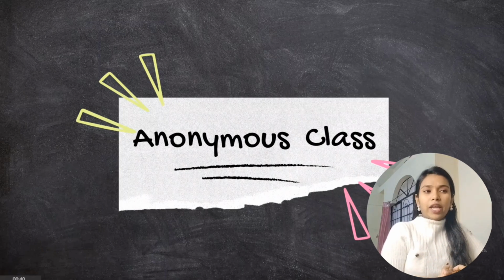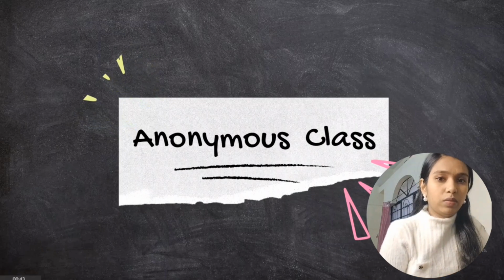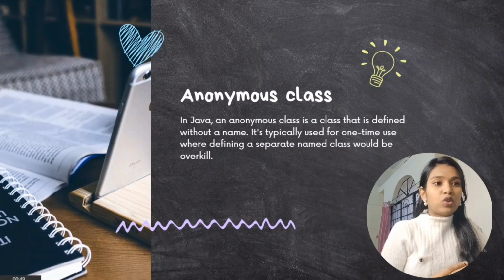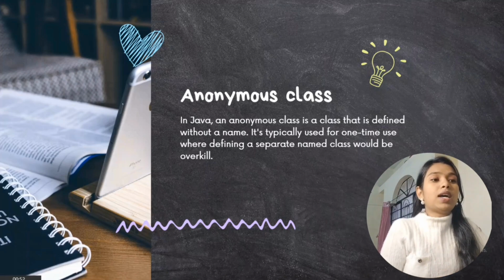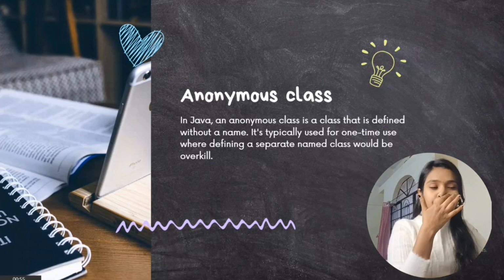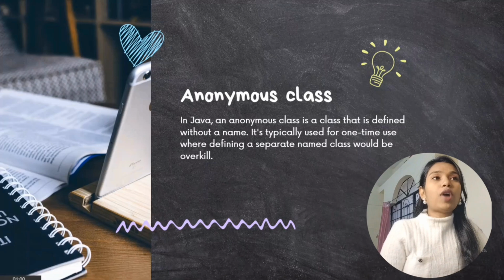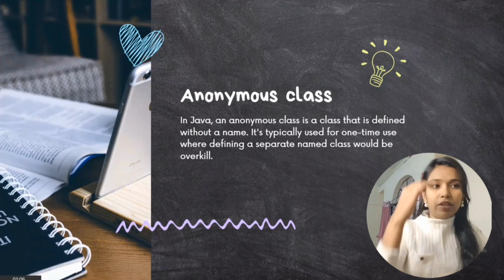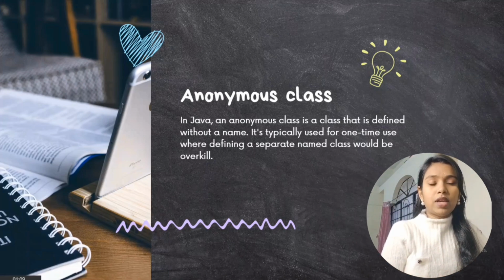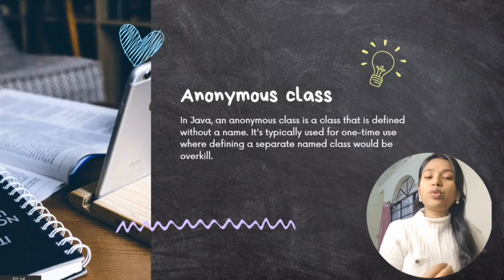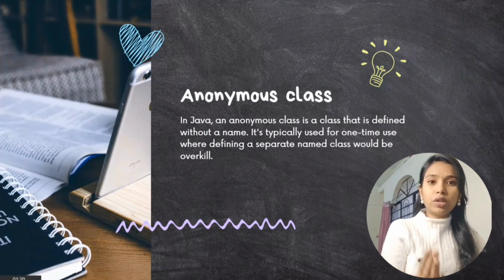First of all, I would like to let you know the meaning of anonymous. Anonymous means something which does not have any name. In Java, you can define a class as anonymous, without any name. The purpose of an anonymous class is this: if you have a class in which you have written some method, and you want to override that method and use it only once.